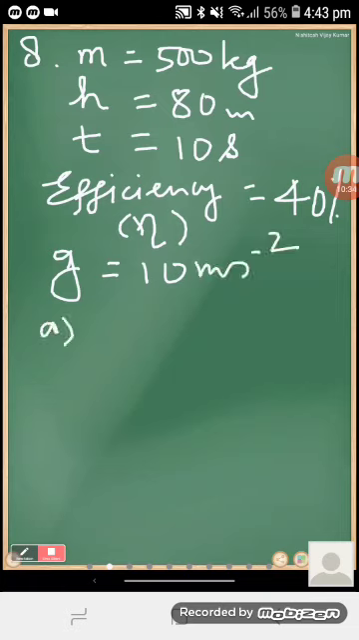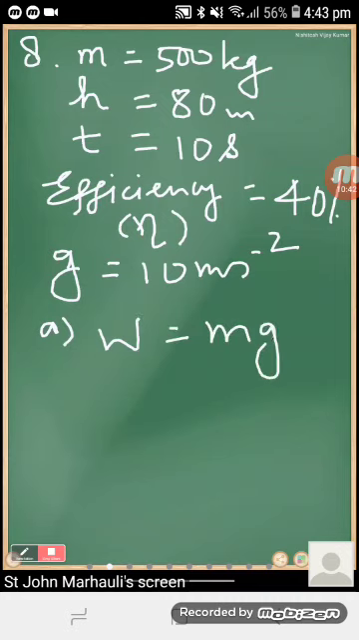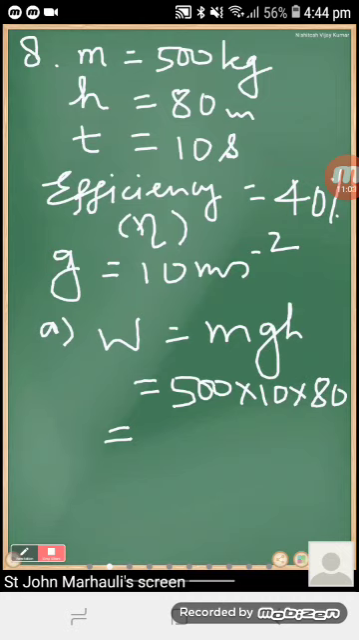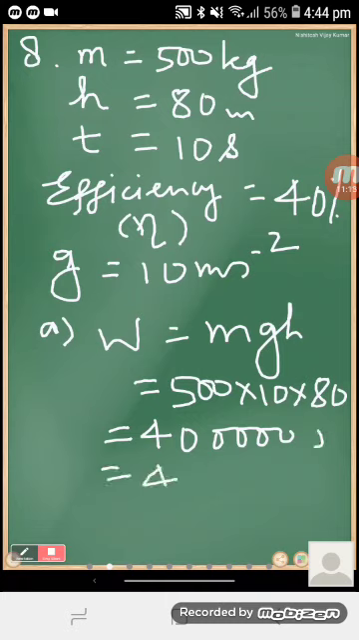The first part asks you for the work done by the pump. So work done by the pump, against gravity, is mgh. This is equal to 500 into 10 into h, which is 80, and this comes out to be 5 8s are 40, and then 4 zeros more, or we can express it as 4 into 10 to the power 5 joules. In physics, when you are solving, you can express the power of 10 in exponential form also. That is a standard way to solve these questions.